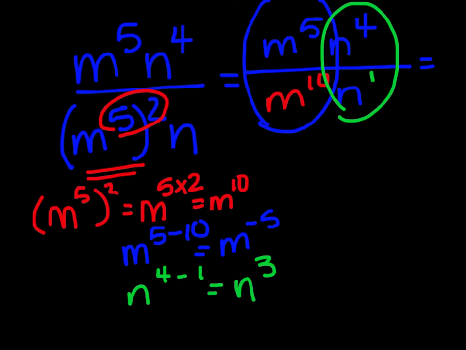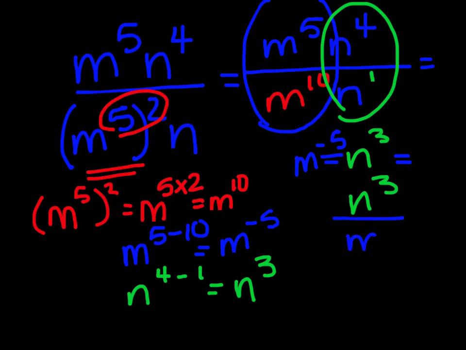So writing this out, we can write m to the negative fifth times n to the third, or we can get that negative exponent out of the way, and we can just write n to the third over m to the fifth. That is our first property. I hope this helps.